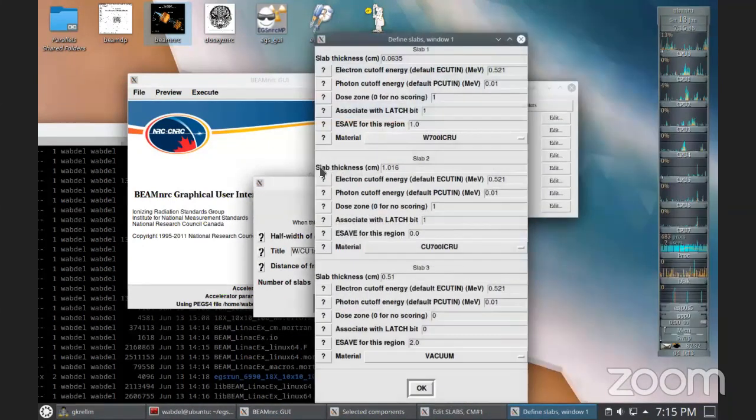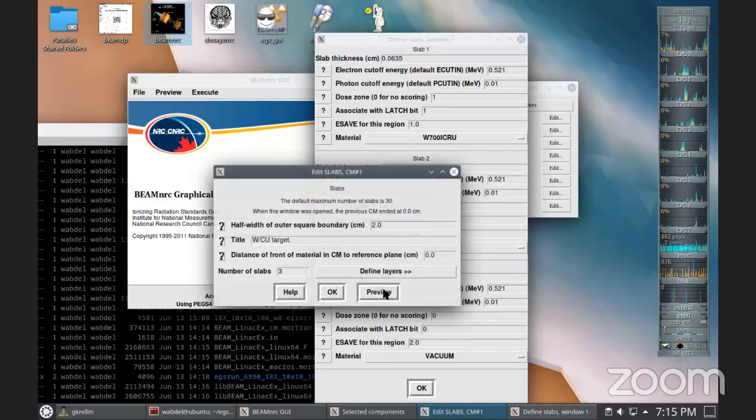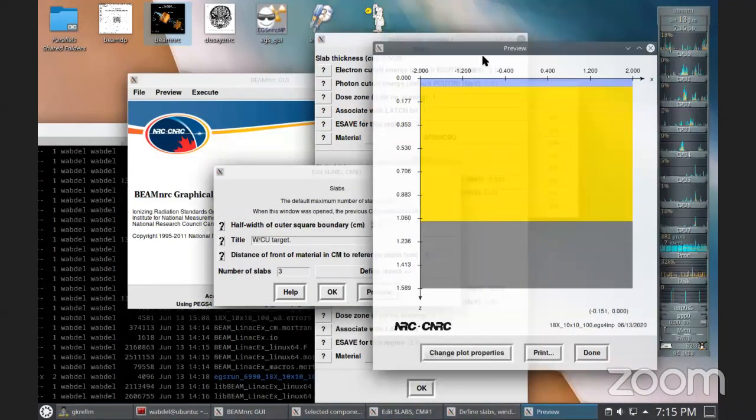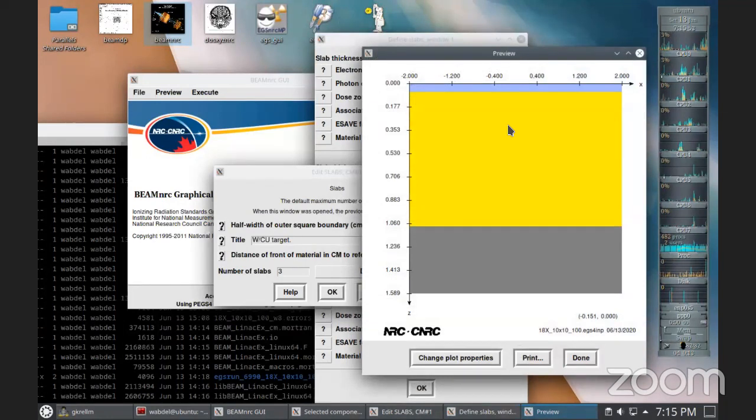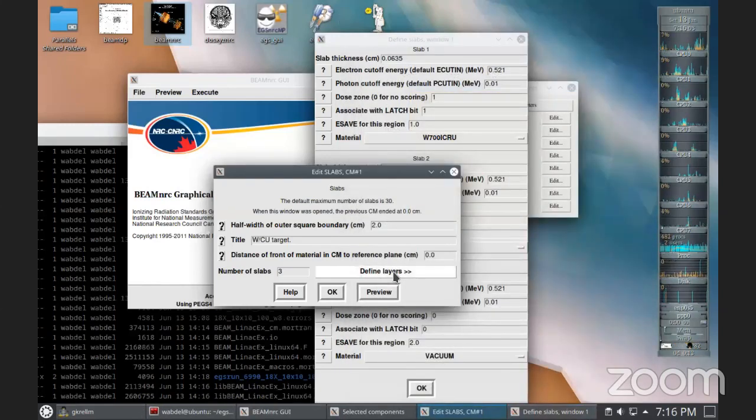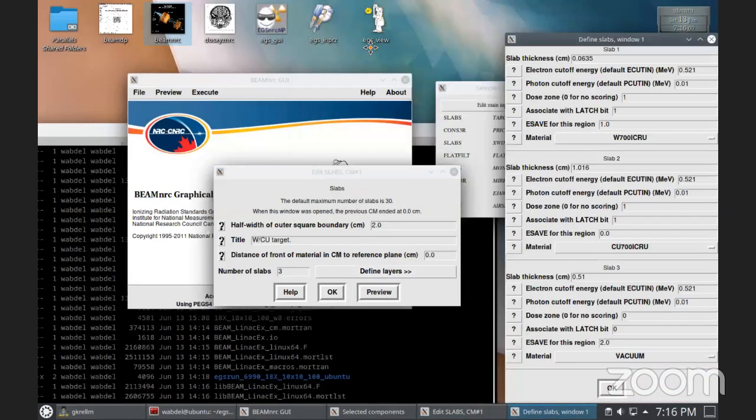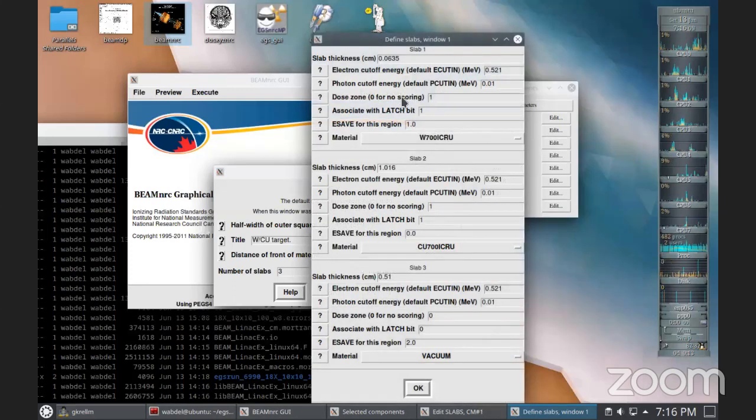So here, this is a slab. It's just three slabs of different materials. I think the first one is tungsten, and then we have copper, and then vacuum. We need to put vacuum somehow in the linac just because it's actually vacuum in some parts there. But what I'm interested in showing you or talking to you about is this thing. Two additional, okay, we're gonna put this at zero.